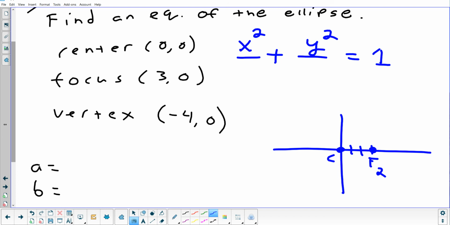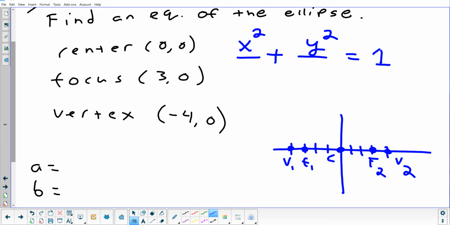I usually call the ones on the left focus 1, vertex 1, and the ones on the right focus 2 and vertex 2. That's just how I do it. And we have a vertex at negative 4, 0. Well, where else do I have a vertex? They didn't tell me, but I have to have one at positive 4, 0. And I also have to have a focus where? Negative 3, 0.